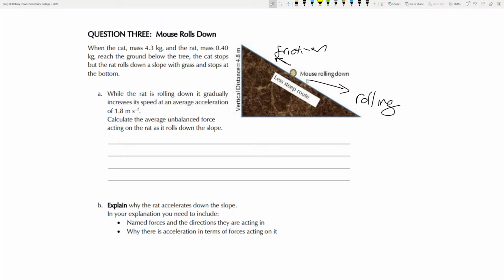I would label it, yeah. You can talk about gravity and support in this case, but I don't think it's appropriate because it's on the angular slope. So you just need to talk about why it accelerates: because this force is bigger than friction, that's why it accelerates. In terms of the force acting on it, in this case it must be gravity. If you think about the rat on the slope, why does it roll down? Because gravity is going to start dragging it downwards.